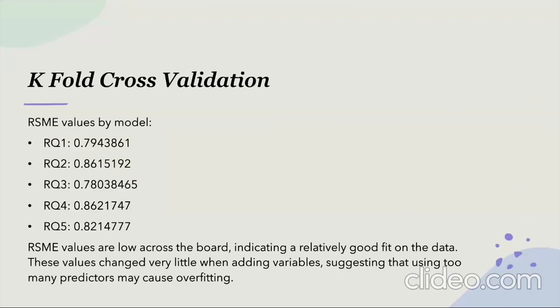So here's the summary of our k-fold cross-validation. As you can see from our previous research questions, we all had an RMSE value for our models. And across the board, our RMSE values were pretty low, indicating a relatively good fit on the data. These values change very little when adding variables, suggesting that using too many predictor variables may cause overfitting.